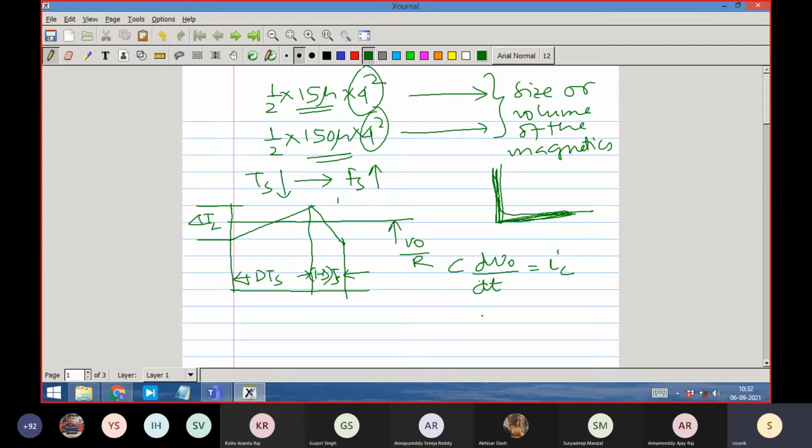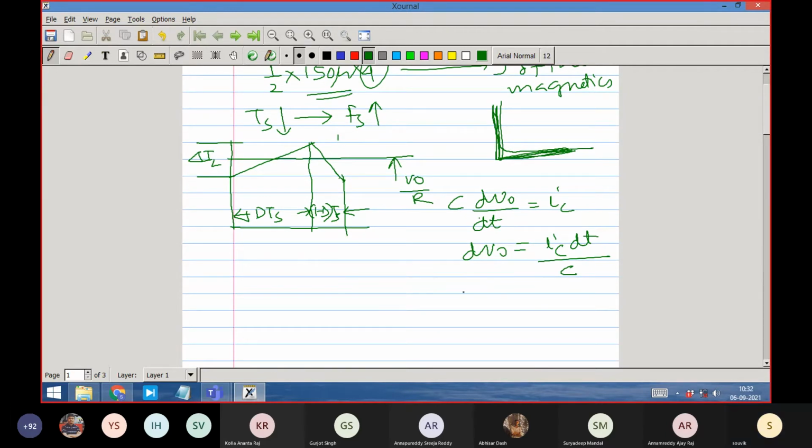So, dV naught is equal to IC dt by C. That is the voltage ripple. Now I integrate dV naught, right? So that integration I will find out the time sometime t1 to t2, is equal to integration of IC dt by C from t1 to t2.